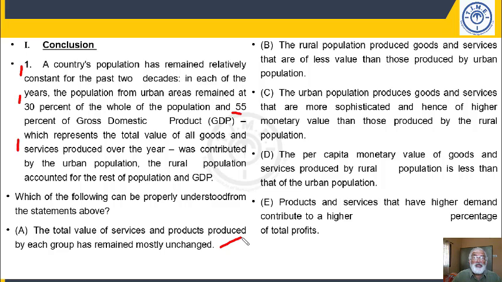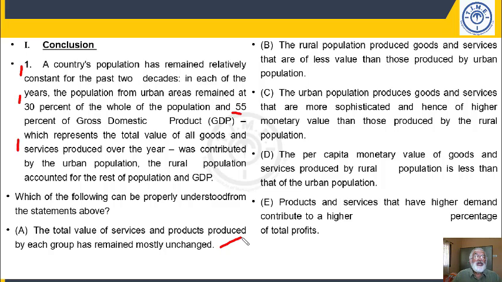Okay. The urban population produces goods and services that are more sophisticated. I don't know about that. We are not talking about complexity or sophistication, right? We cannot conclude that unless you have more information. The per capita monetary value of goods and services produced by rural population is less than that of the urban population. You remember what our thinking was?